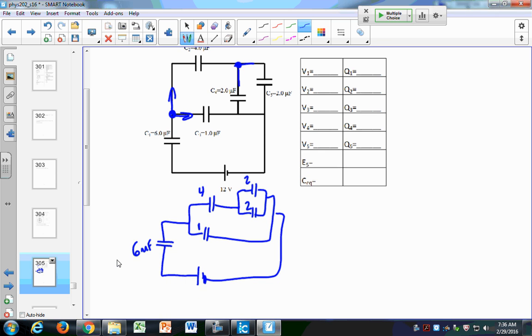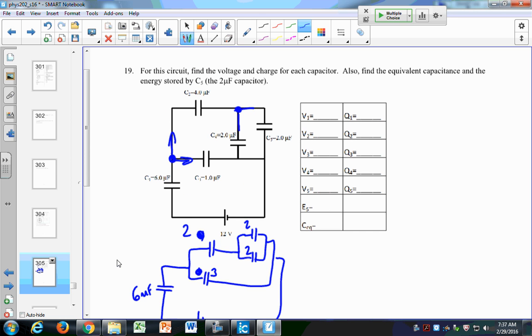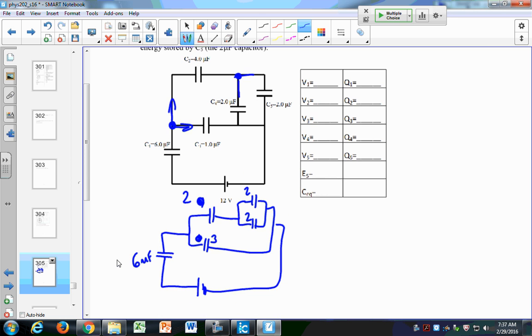So here, on my equivalent, I'm going to have a 4, and what do these two add up to? A 2 and 2 in parallel is also going to be 4. So let's change, actually. I'm going to change C2 to 2 microfarads. I'm sorry. So that will give me a 2 and a 4 is 6, and then I'll change this to a 3 microfarad. It'll make the math a little easier. Yeah, I think that'll work better.